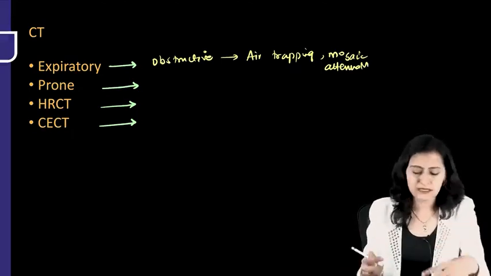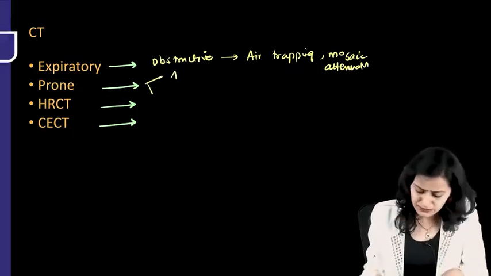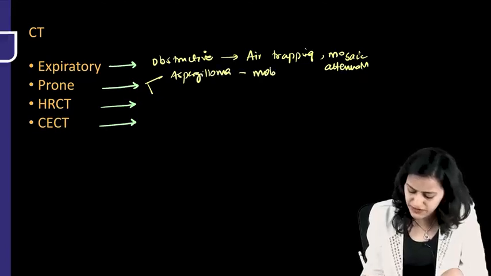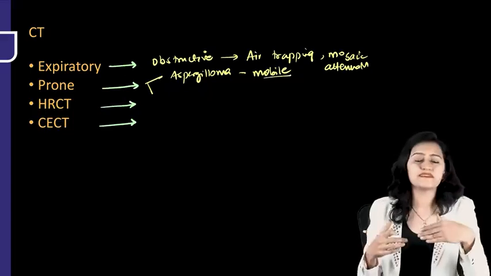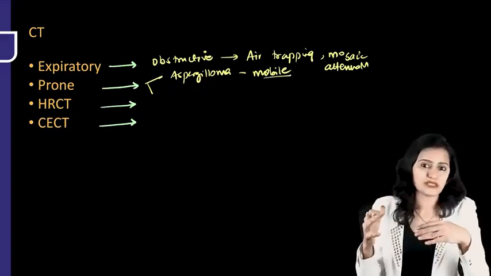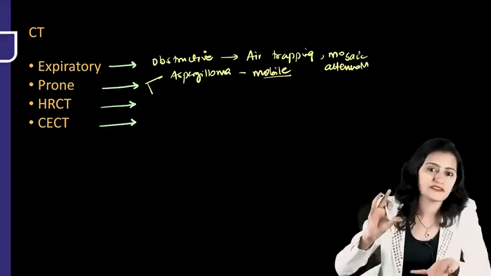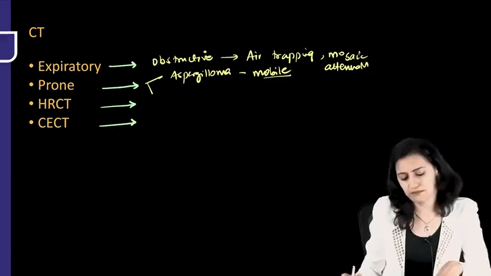Prone CT helps in two conditions. One is aspergilloma, that is a fungal ball. It is a mobile fungal ball that we would see. So when we see the air crescent sign, the Monod sign, and you want to prove that this is a fungal ball, we ask the patient to go prone so that the fungal ball moves and goes to the dependent part.